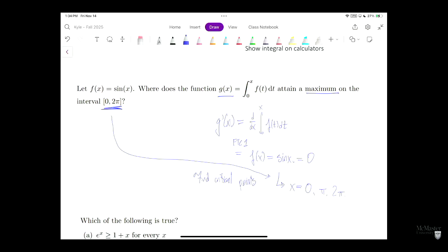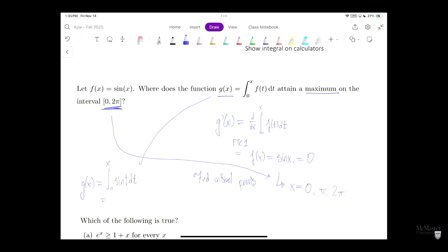Now, there's a number of different ways we could do this. In order to get practice with our anti-differentiation, maybe let's actually come up with an explicit expression for g. So g of x is going to be equal to the integral from 0 to x of sine of t dt.